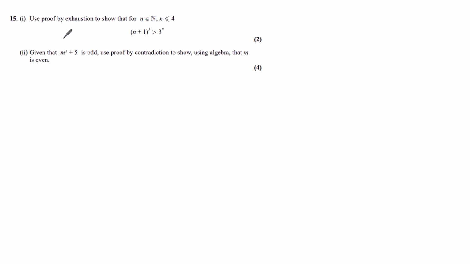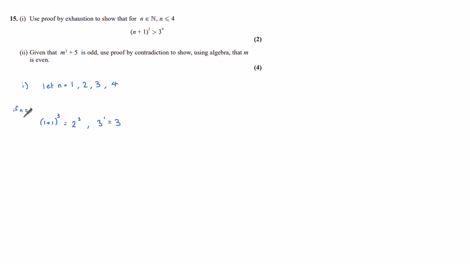Question 15, part I. Use proof by exhaustion to show that for n in the natural numbers, where n is less than or equal to 4, (n+1)^3 is greater than 3^n. Okay, so proof by exhaustion is to show that for every case, this is true. And so we have 4 cases to consider, when n is 1, 2, 3, or 4.